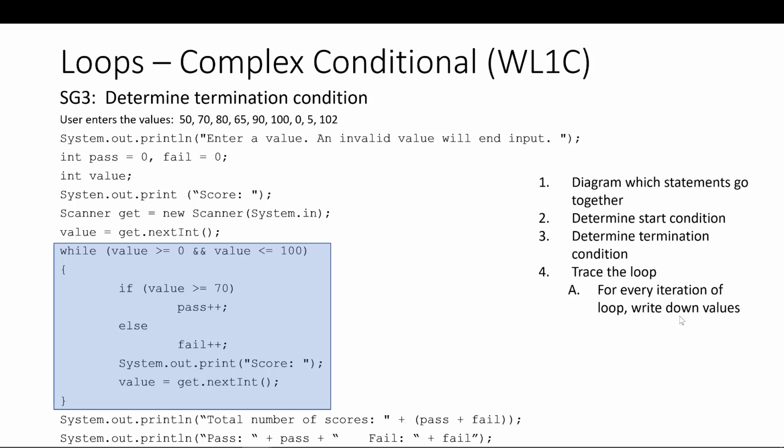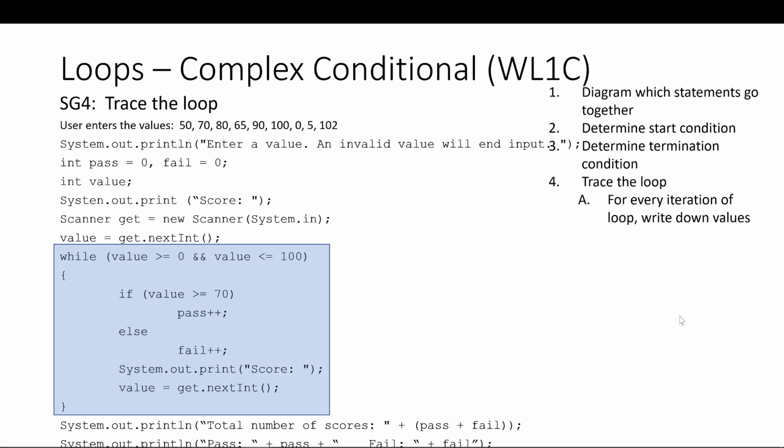Subgoal 3 is to determine the termination condition. In this case, the loop will continue as long as value is greater than or equal to 0 and is less than or equal to 100. The loop will terminate if value is either less than 0 or if value is greater than 100. If we reach the while test and value is either less than 0 or greater than 100, then the loop will end.